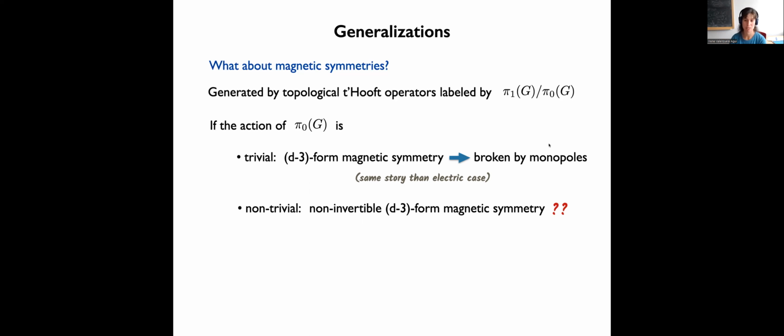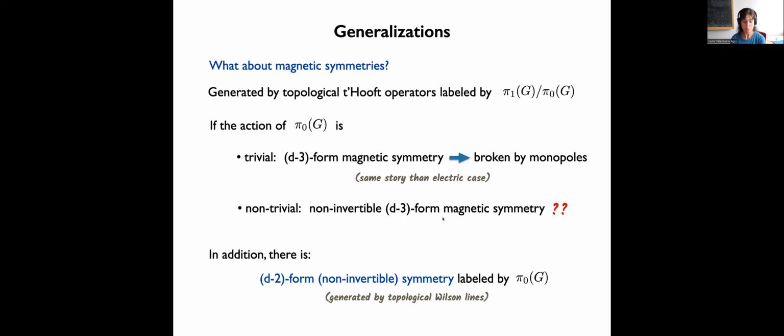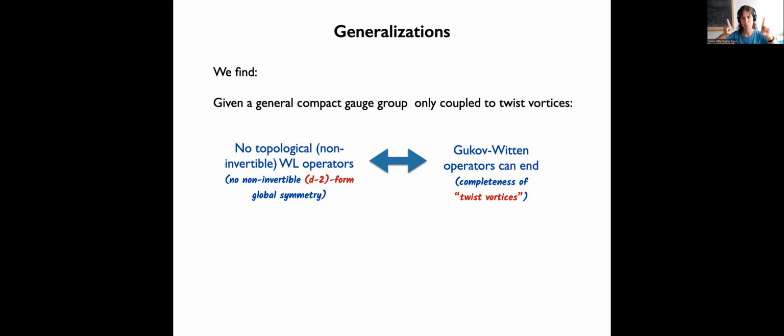One way to proceed is to try to understand better this duality for the disconnected groups. But what we have done is a small part of this, which is to consider the D-2 form symmetries that are labeled by pi 0 itself. These are the symmetries generated by the Wilson lines whenever the Wilson lines are topological. So it's like inverting the roles of the Gukov-Witten and the Wilson line operators, so that the Wilson line operators are now generating the symmetry, and the Gukov-Witten operators are the objects charged under the symmetry. These Gukov-Witten operators are going to create twist vortices like cosmic strings. And we can show in the paper that there is a one-to-one correspondence between non-topological Wilson line operators and Gukov-Witten operators being able to end, which means no non-invertible D-2 form global symmetries and completeness of the twist vortices.